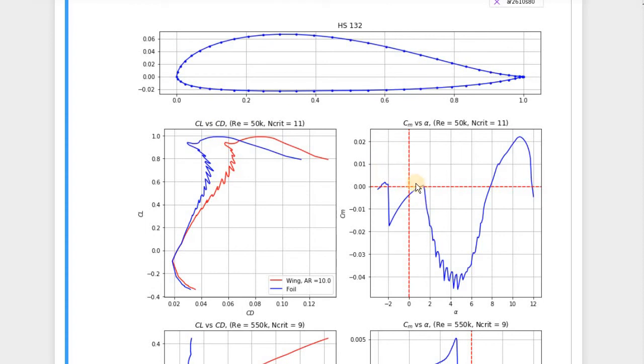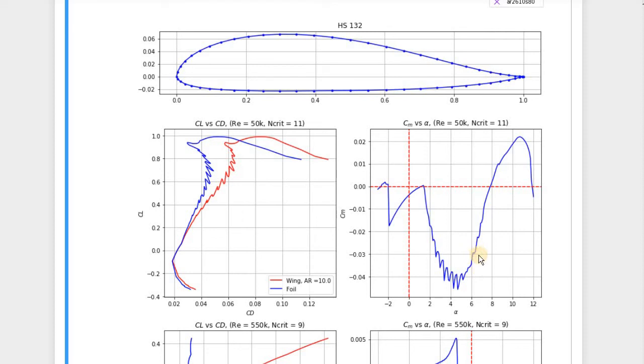So what we see here is that the moment is decaying with an increase in alpha. We increase the alpha from 0 to 4 and the moment is dropping. So this is good for stability at low speed. But if you go to high alpha, this particular airfoil is unstable because the moment is increasing.